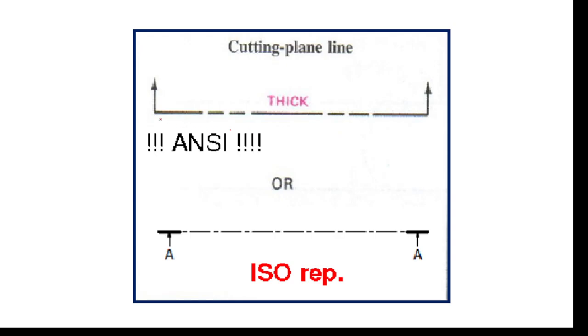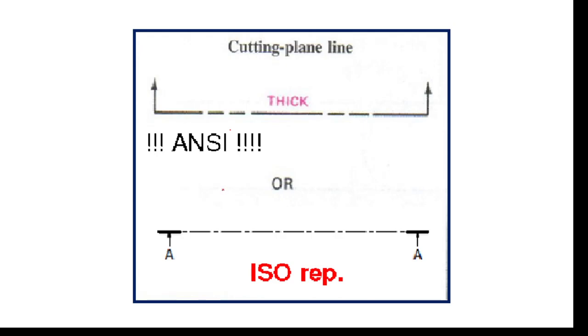But in American format, when drawing third quadrant projections, we use this format. A cutting plane line is a thick line, and along the line of action we have a long dash, double short dashes. But in ISO format, you see long dash, single dash, long dash, single dash. In ANSI format, it is double short dashes, and the line is entirely thick.